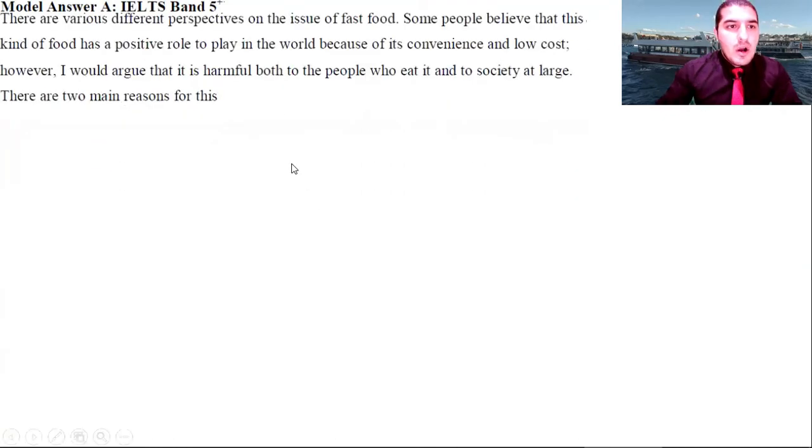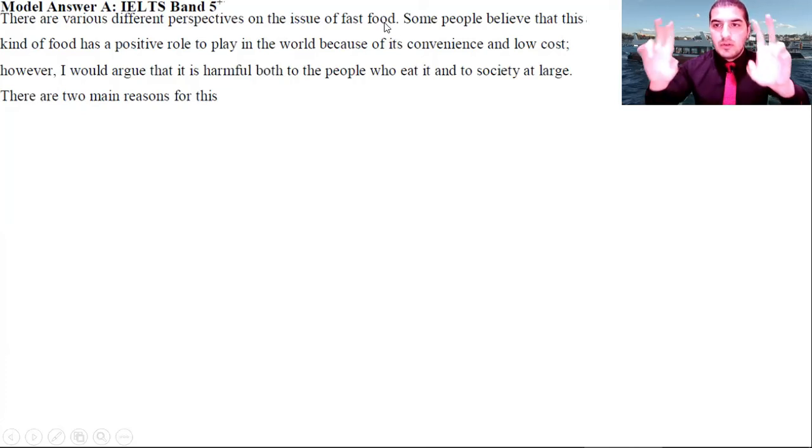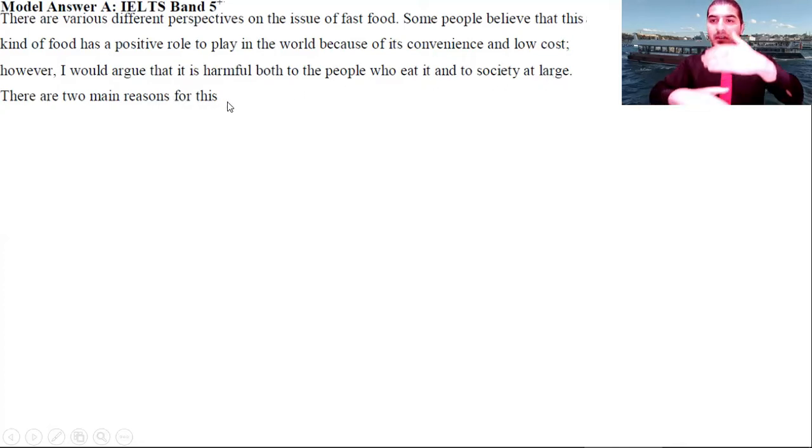So there are various different perspectives on the issue of fast food. Neutral sentence. Some people believe that this kind of food has a positive role to play in the world because of its convenience and low cost. However, I would argue that it is harmful both to the people who eat it and to society at large. There are 2 main reasons for this. So, it rephrases the task and at the same time maps the essay, what he is going to do.